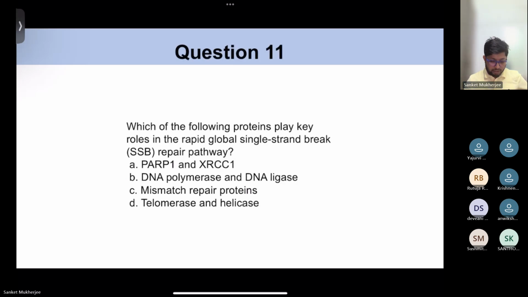Thank you. Question 11. Which of the following proteins play key roles in the rapid global single strand break pathway? Is it A, PARP1 and XRCC1, B, DNA polymerase and DNA ligase, C, mismatch repair proteins, or D, telomerase and helicase? I think it's very easy. Option A. Right, correct.